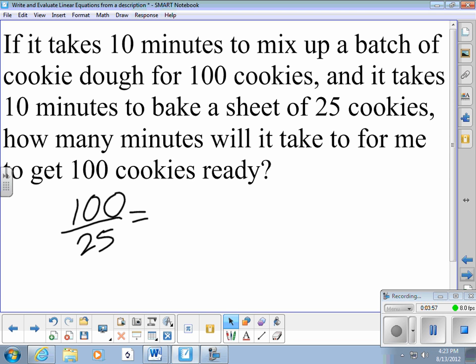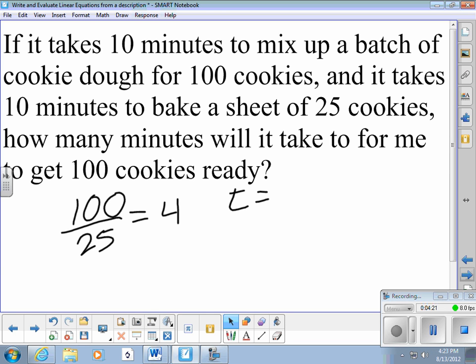Well, here's another trick. Think of this as money. 100 pennies is $1. So how many 25 cents, how many quarters in $1? There are 4 quarters in $1. So we know we have to cook 4 batches to get 100 cookies.